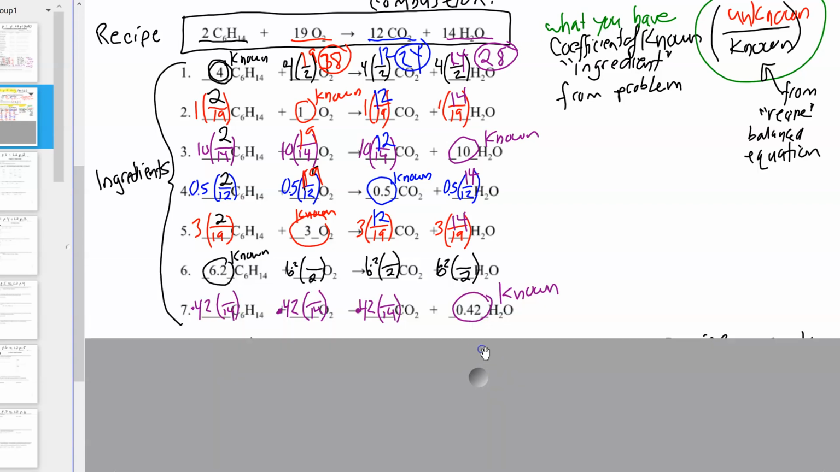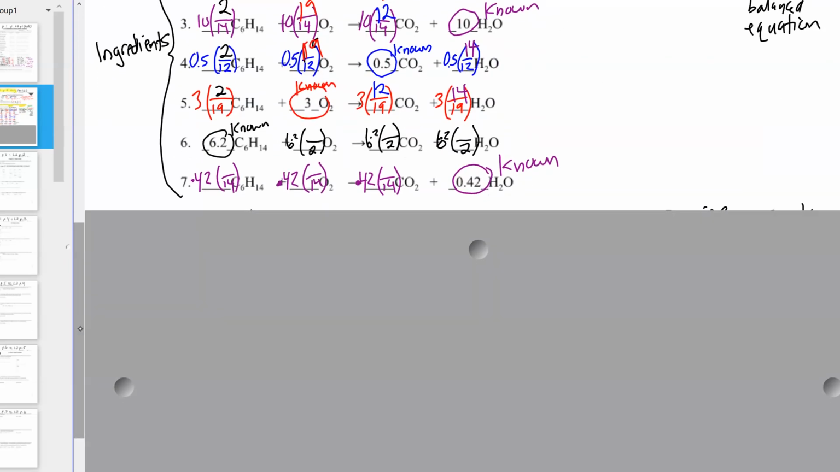Okay, 2 more on this problem, then we got another one to go. Now here things start getting kind of icky. So here the known is 0.42.